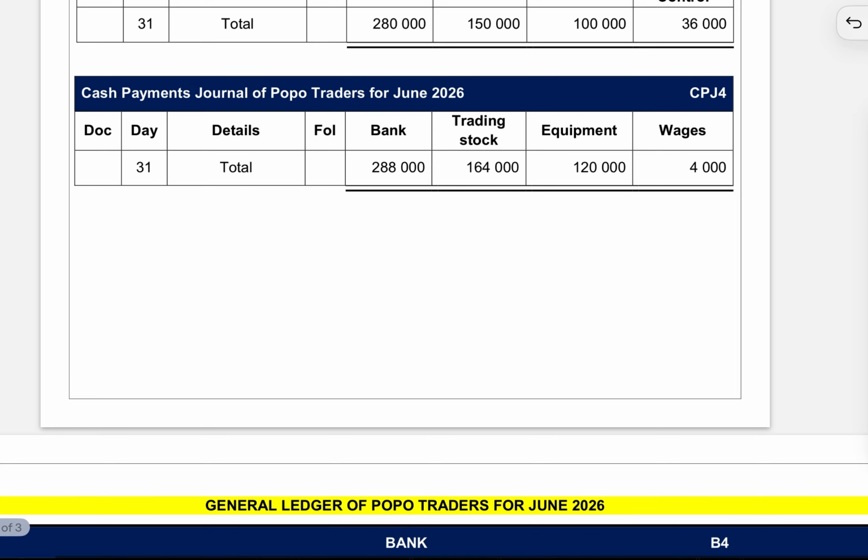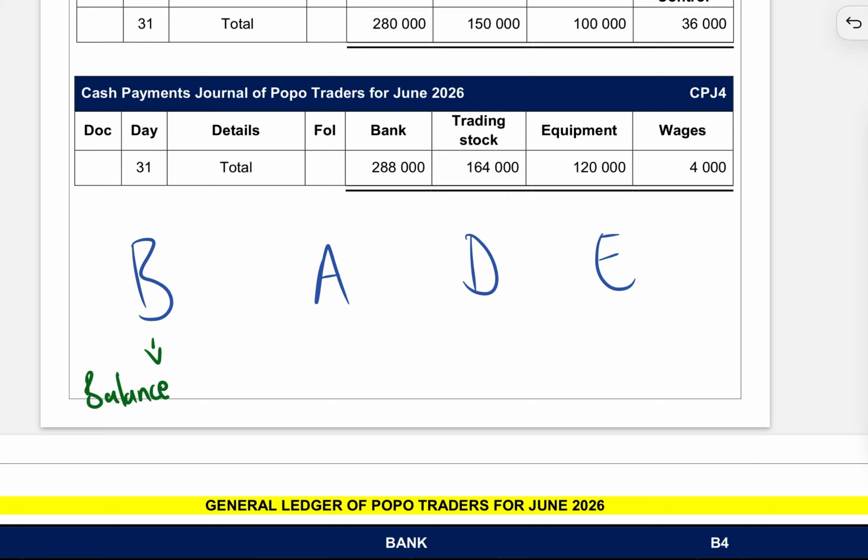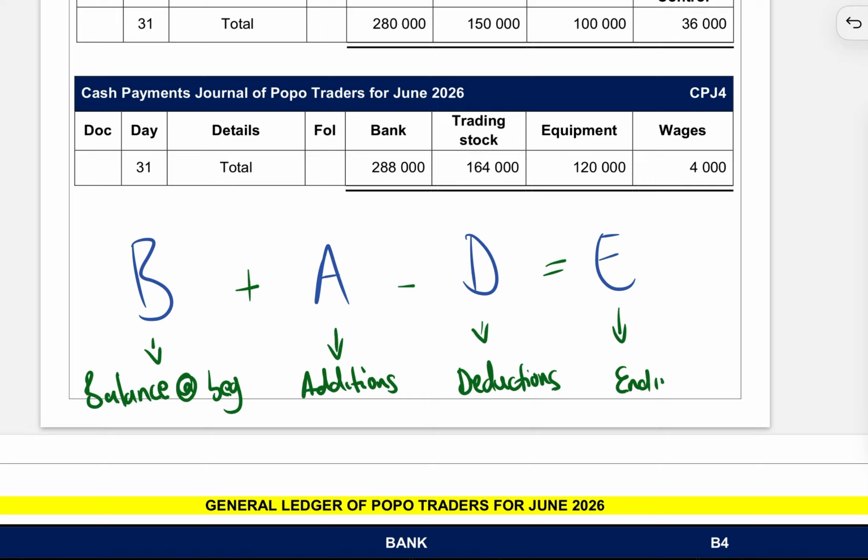But before I start, I just want to introduce you to an acronym that I use when I explain how to complete a general ledger account, which is called BAID. The B stands for the balance at the beginning of the month, plus any additions that happen to that account during the month, minus any deductions that were made from that account during the month. Then it should give you the balance at the end of the month. I will call this the ending balance.